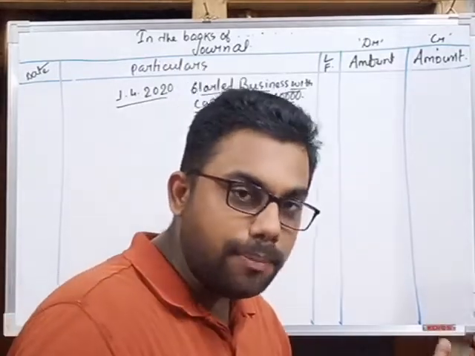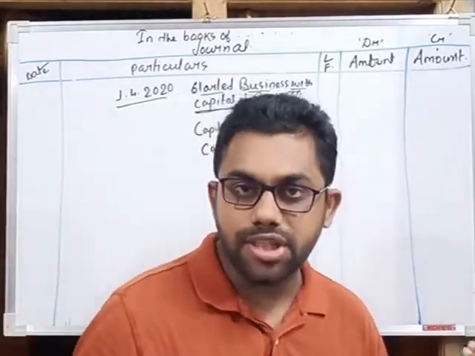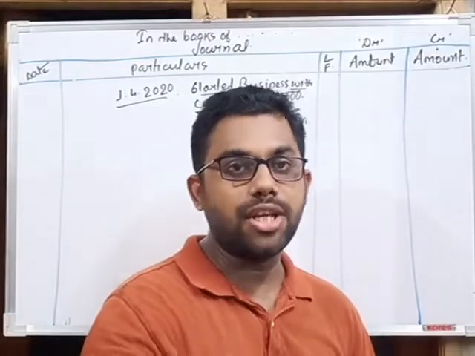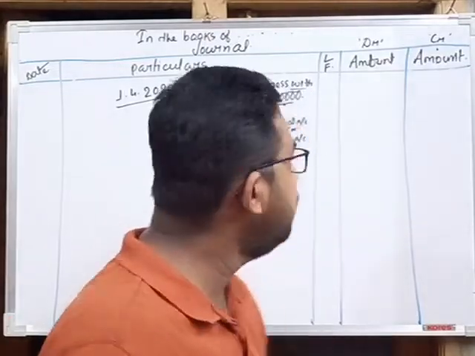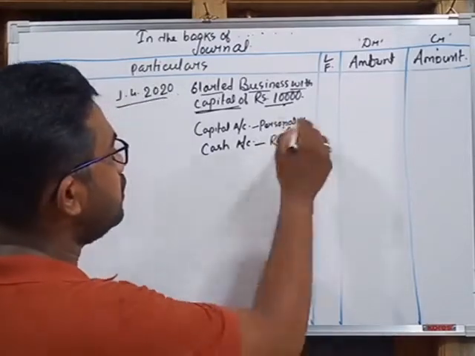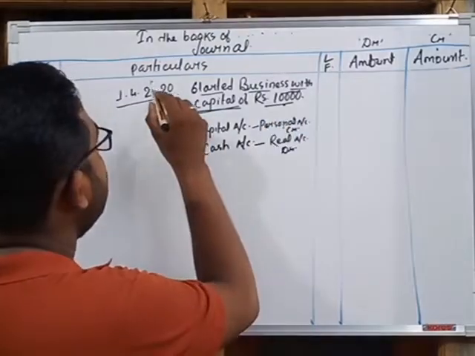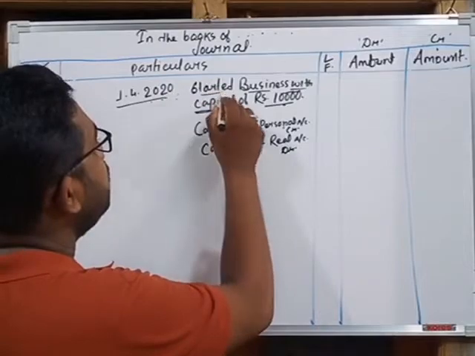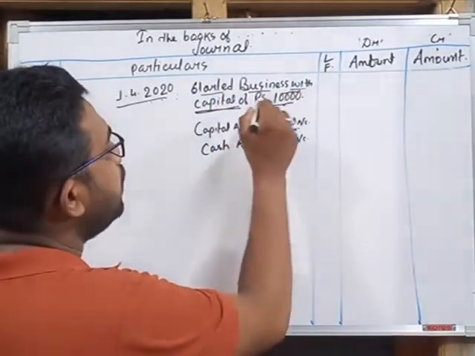So when the business is started with an amount of rupees 10,000, the cash of rupees 10,000 comes into the business, so it will be debited. So one is debited and another is credited. So what is the transaction? Our transaction is on 1/4/2020 and it is: started business with capital of rupees 10,000.